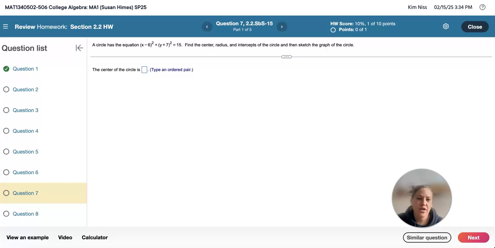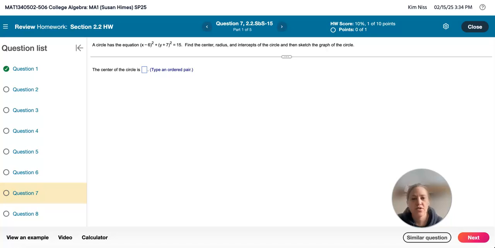So it was the question from quiz week 3 regarding circles, and the question asked, a circle has the equation, and it was something like this. Find the center, radius, and intercepts of the circle, and then sketch the graph of the circle. So we're going to go through how to solve this one today, and hopefully it'll help make it a little more sense.